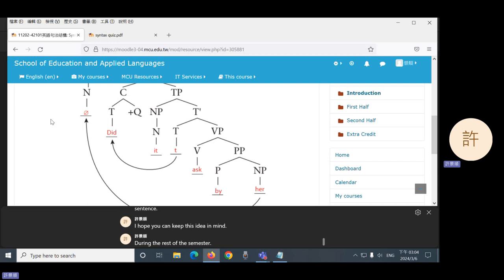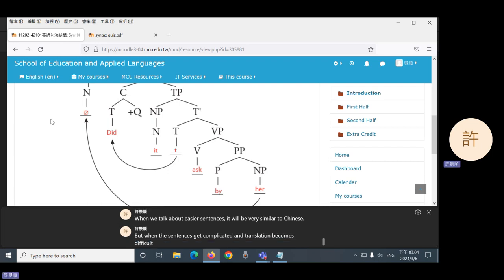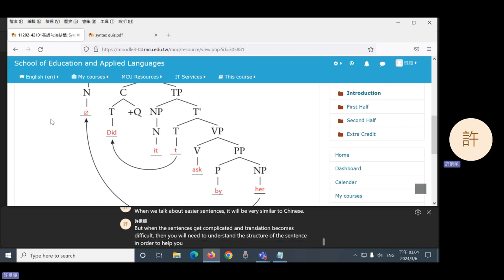When we talk about easier sentences, it will be very similar to Chinese. But when the sentences get complicated and translation becomes difficult, then you will need to understand the structure of the sentence in order to help you understand the meaning of the sentence.